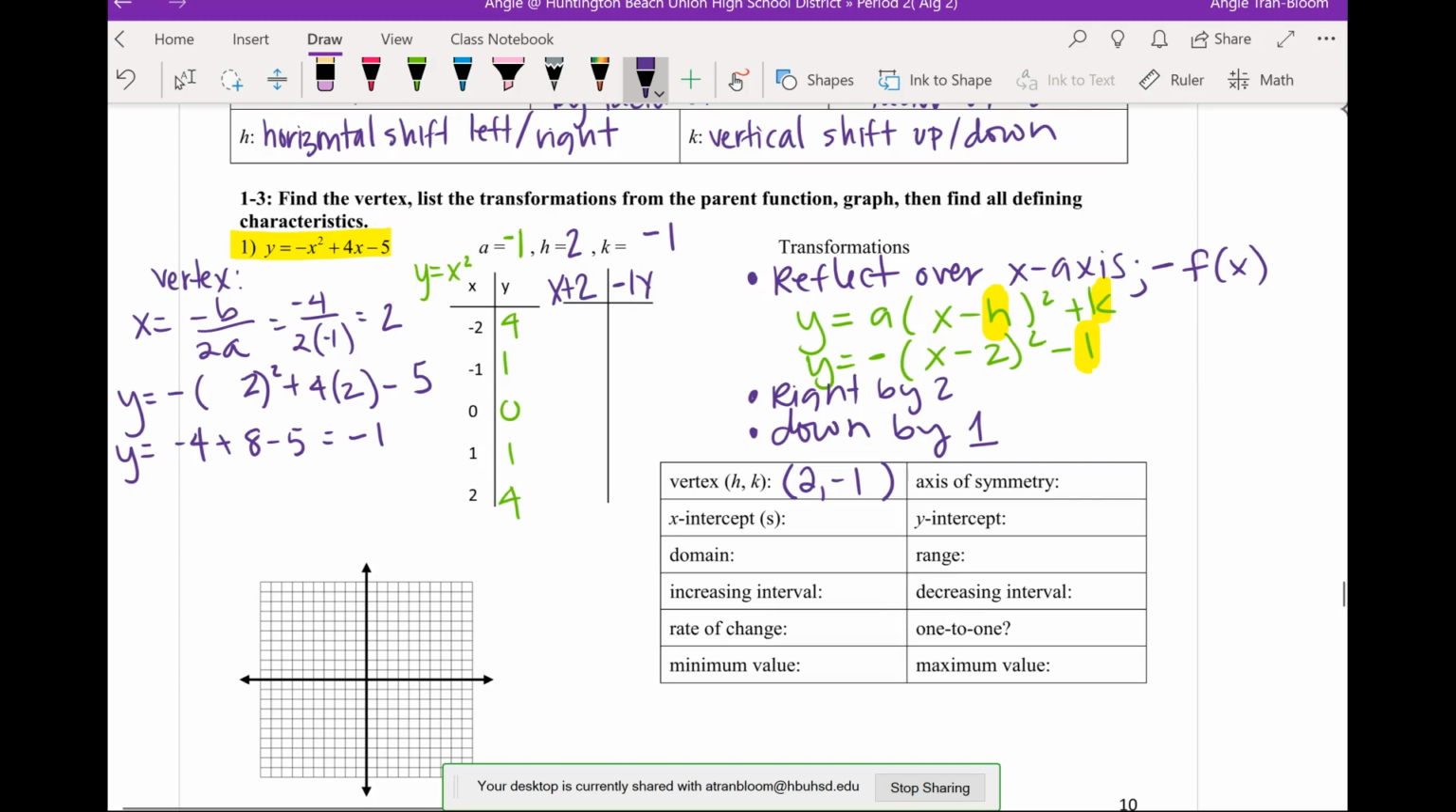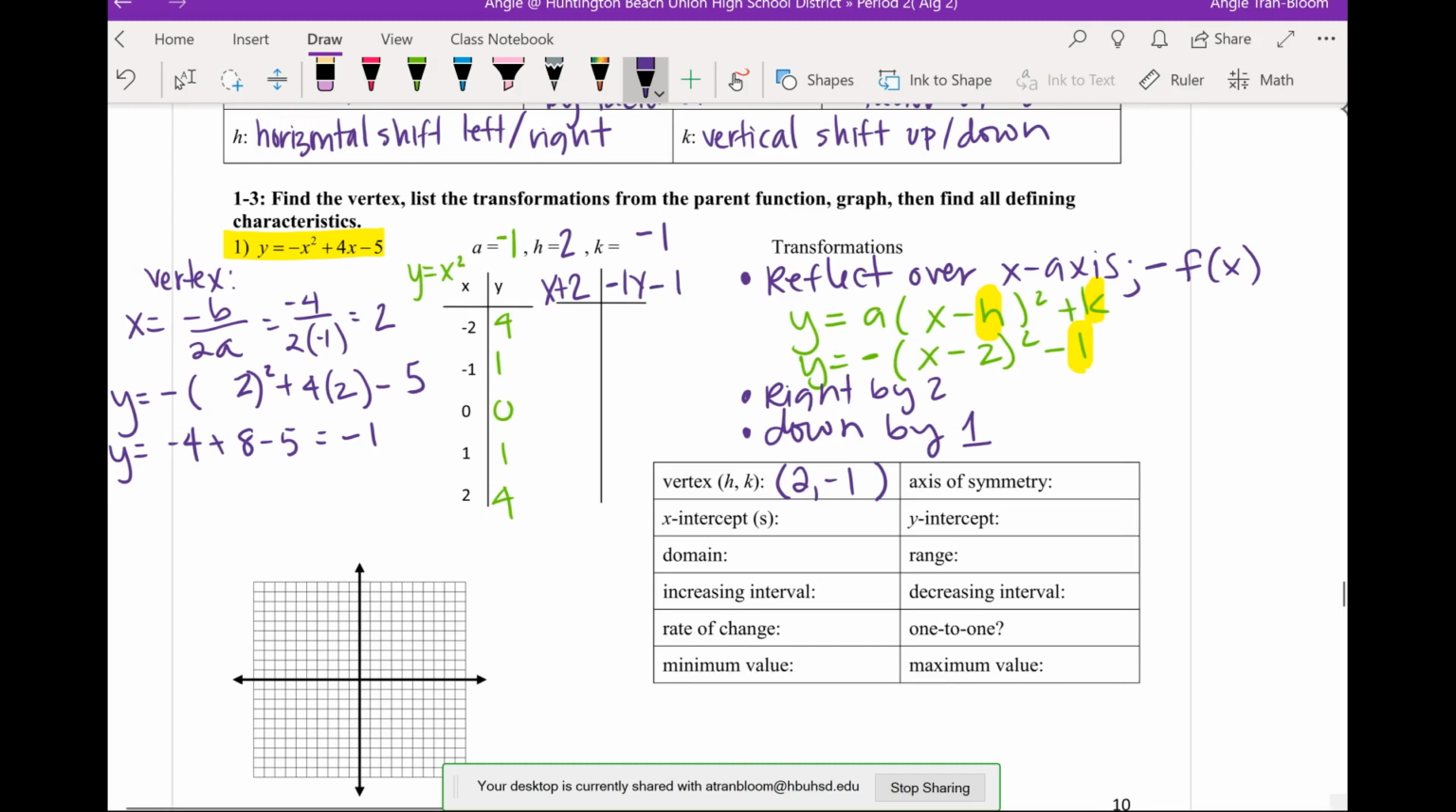How about down by 1? You add 1. Down by 1. Then you subtract. Subtract 1 from where? From the right side, or the y side, right? Okay, like that? Perfect. All right, let's change all of my parent chart.